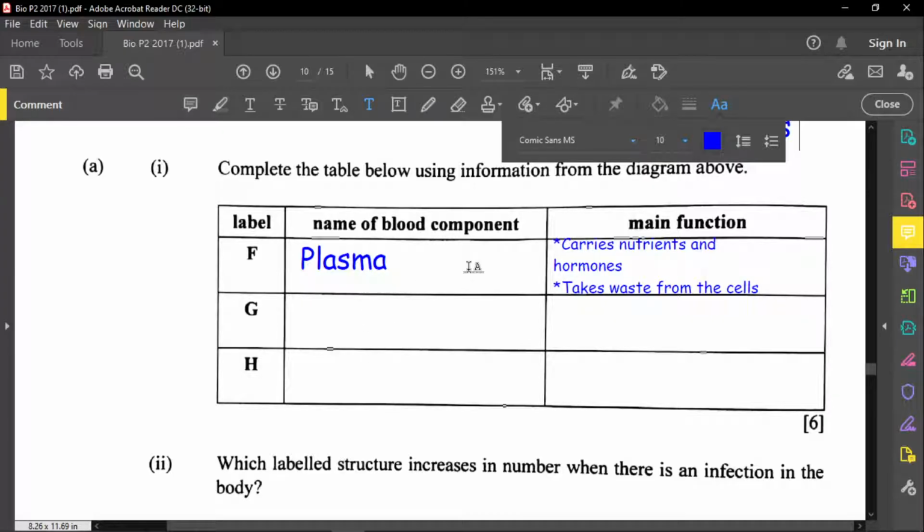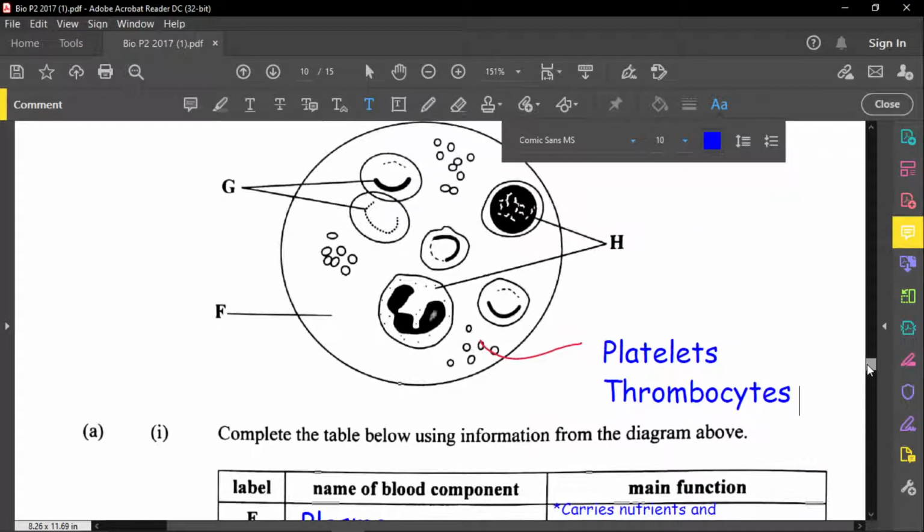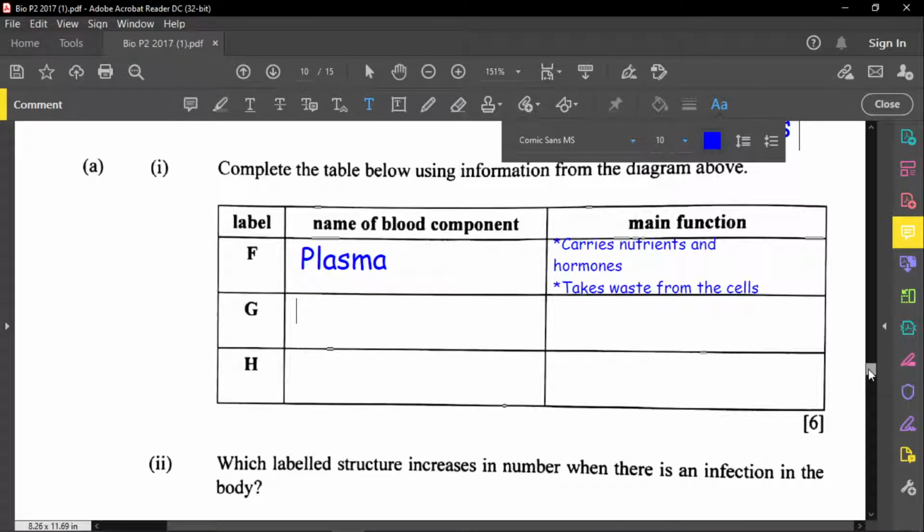All right, now in terms of G, let's look at what G is. Let's go back to the diagram to see exactly what it is here. G is our red blood cells. So here are the red blood cells.